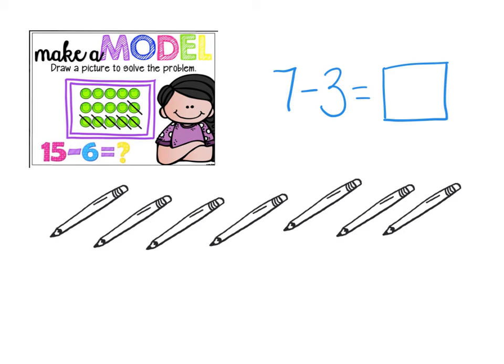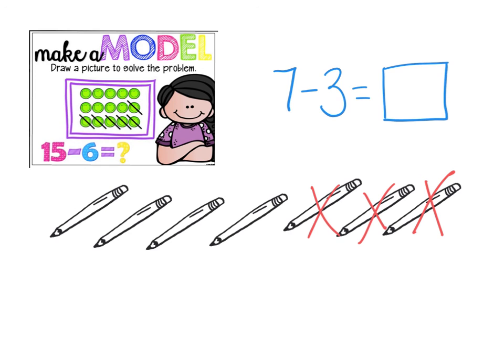So I had 7 pencils, but 3 of them broke. So how many pencils do I have left? Well, in my picture here, I've got 1, 2, 3, 4, 5, 6, 7 pencils, and I'm going to cross out 3 of them because 3 of them broke. So I'm going to cross off 1, 2, 3.